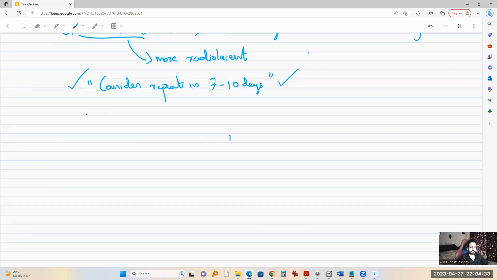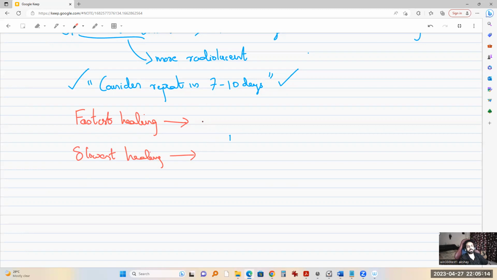So now let's see the rate of fracture healing. The rate of fracture healing is not the same. Different bones in the body have different rates of fracture healing. So which is the bone that heals the fastest, and which heals the slowest?